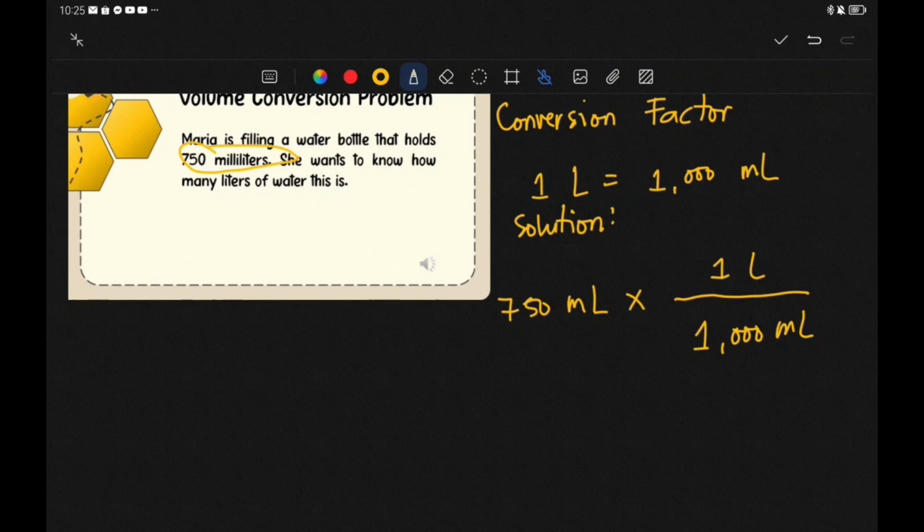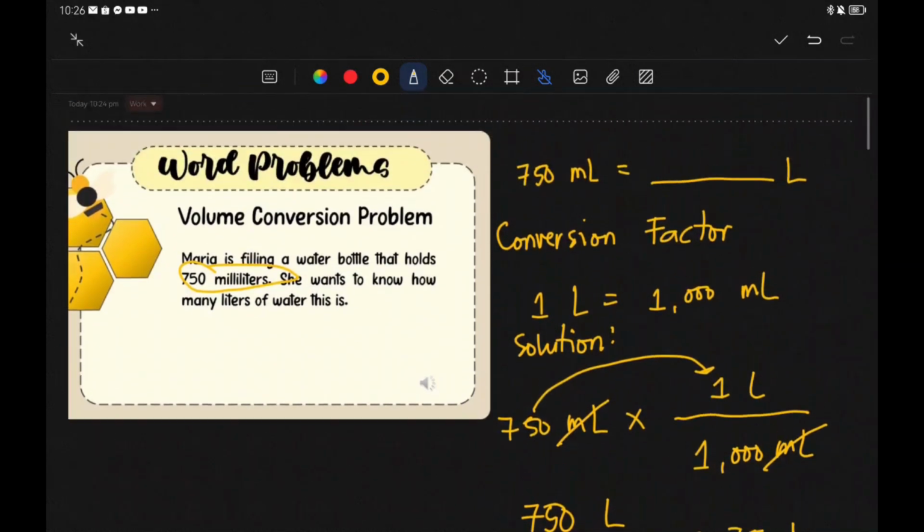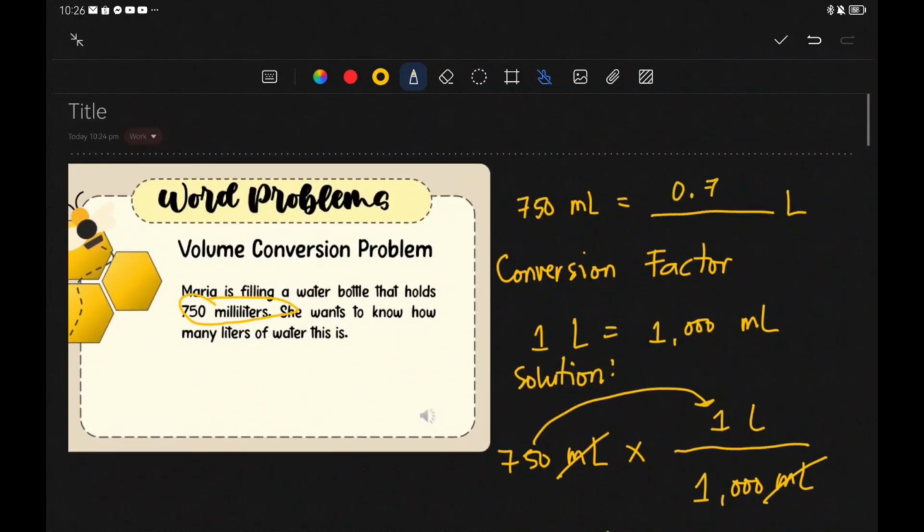Now, cancel ml or milliliter. 750 times 1, that is equal to 750 liters over 1,000. If you are going to divide 750 by 1,000, the answer is 0.75 liters. So, our answer here is 0.75.